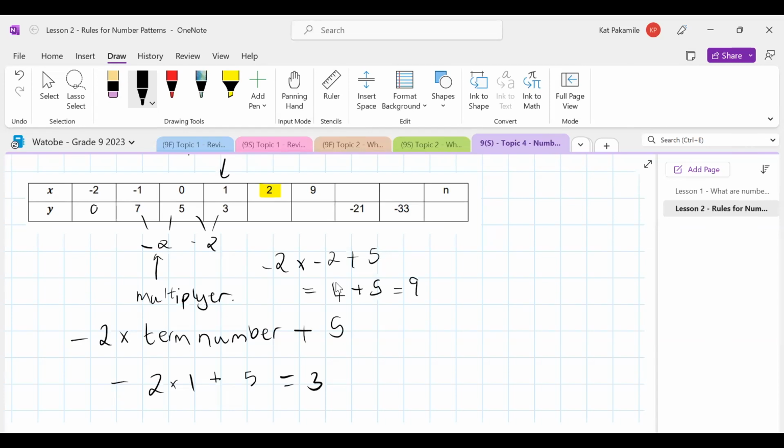Now, if we do it with +2, we're going to have a -2 times a +2 plus 5. Tell me what our outcome is, guys. Yes, it is a 1 because you have a -4 there plus 5, which will give you 1.